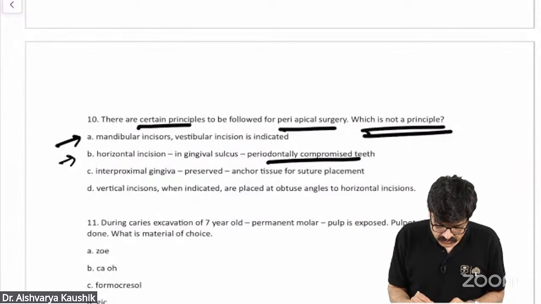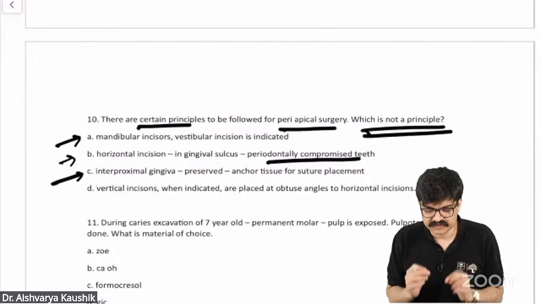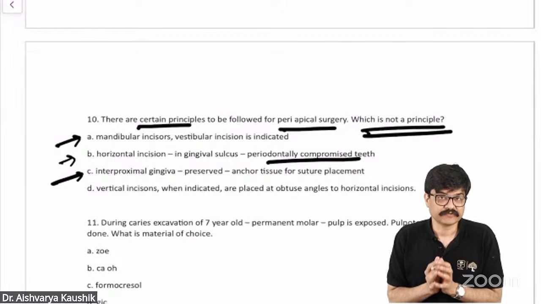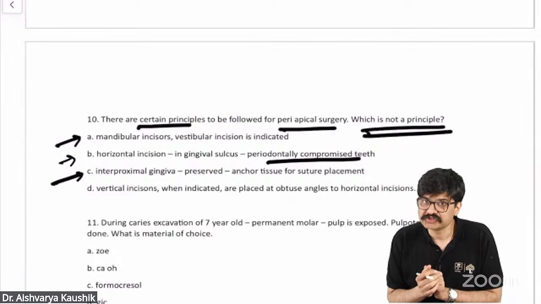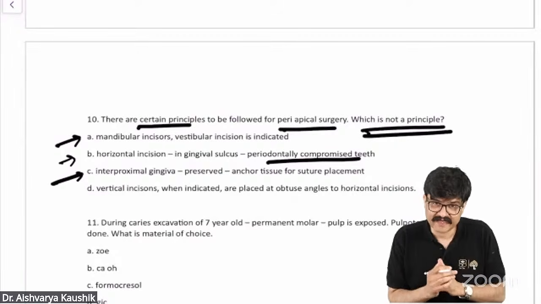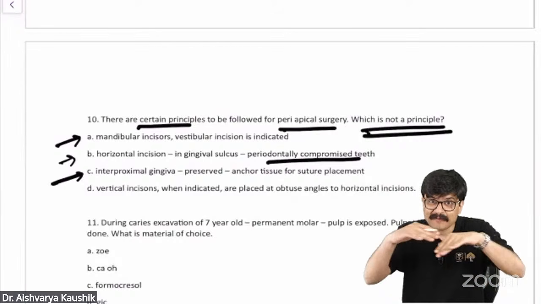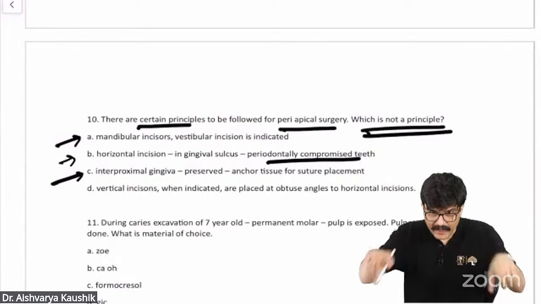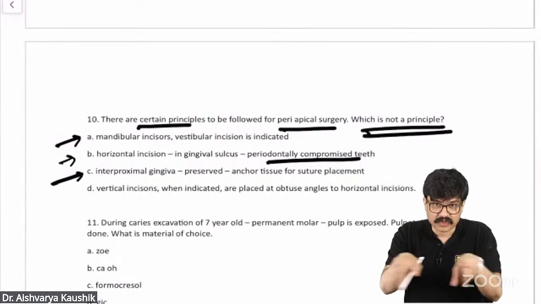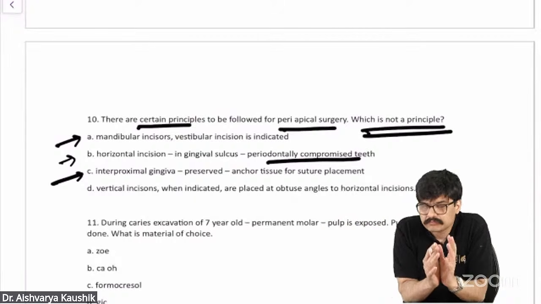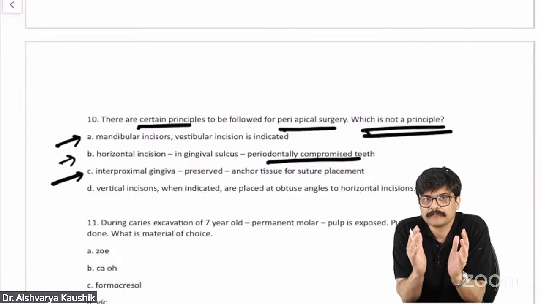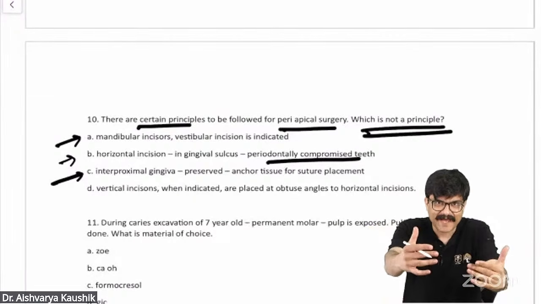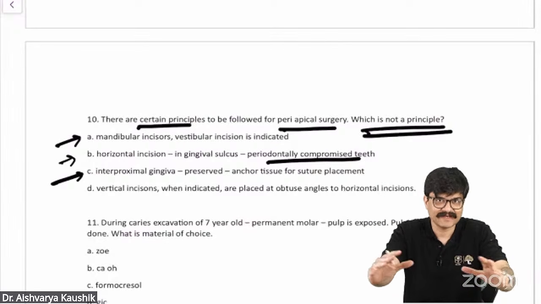Then the third option also seems to be right. Interproximal gingiva is preserved. It acts as the anchor tissue for the suture placement. So you have to be very careful with the interproximal gingiva. You have to raise it fully, do not traumatize it, or you can make a papilla-based flap wherein you're just cutting a horizontal incision right at the base of the triangle of the interproximal gingiva so that you don't disturb it, and when you suture the rest of the flap back, you don't disturb the interdental papilla, right?